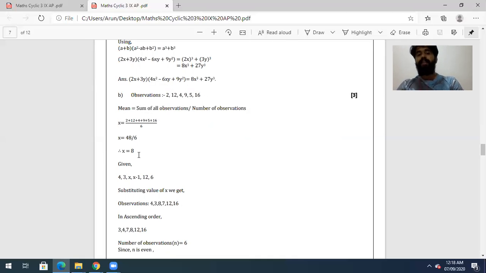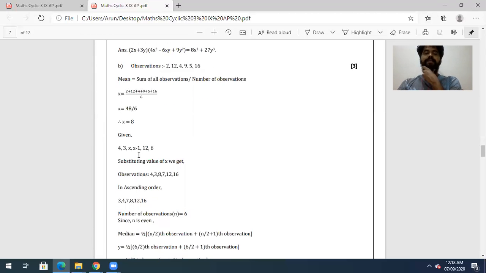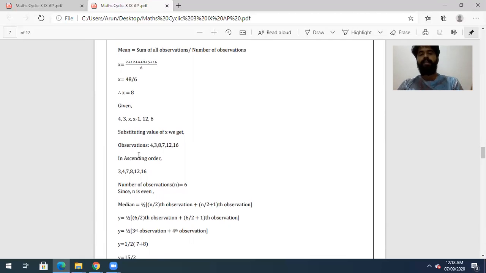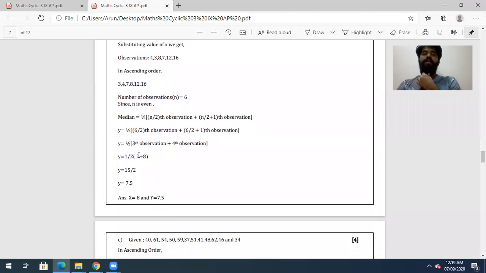Now once you have the value of x, substitute it in the second set of observations. So we have 4, 3, x is 8. x minus 1 is 8 minus 1, 7. So 4, 3, 8, 7, 12, 16. In ascending order, it would be 3, 4, 7, 8, 12, 16. So the number of observations n is equal to 6.